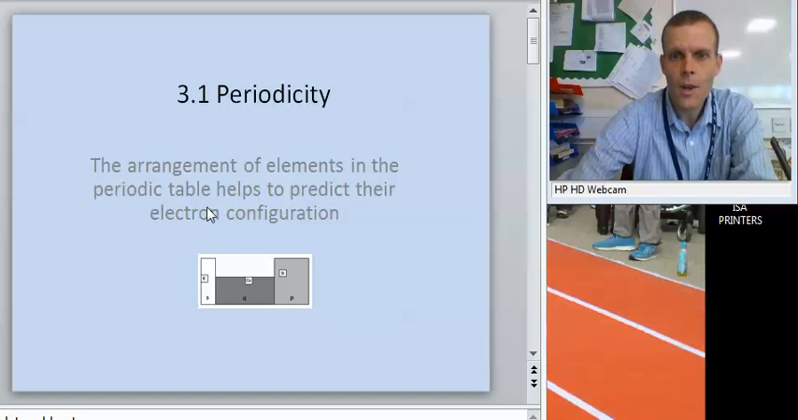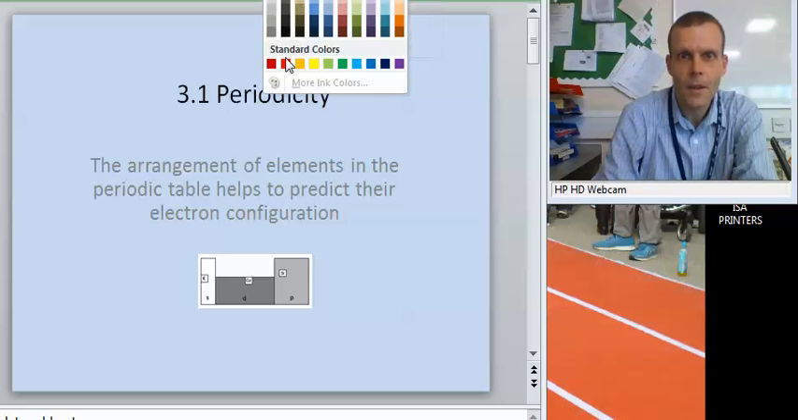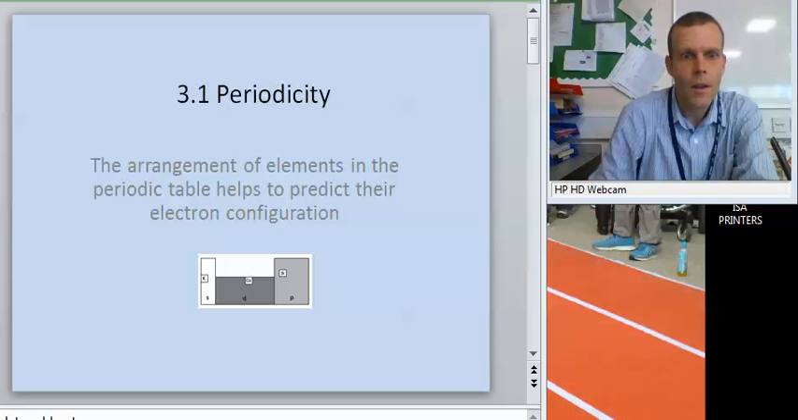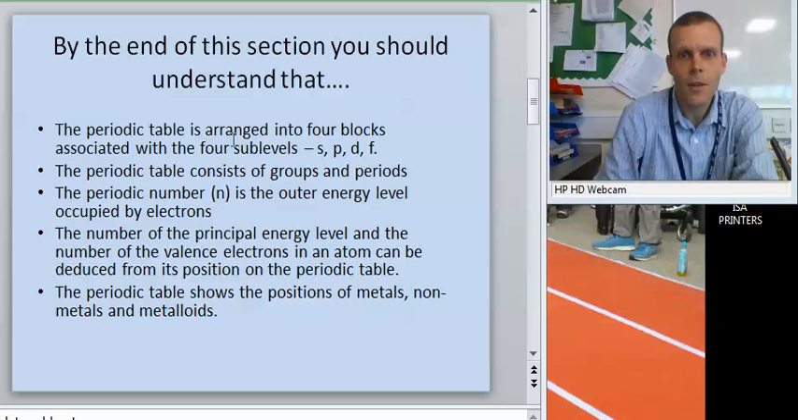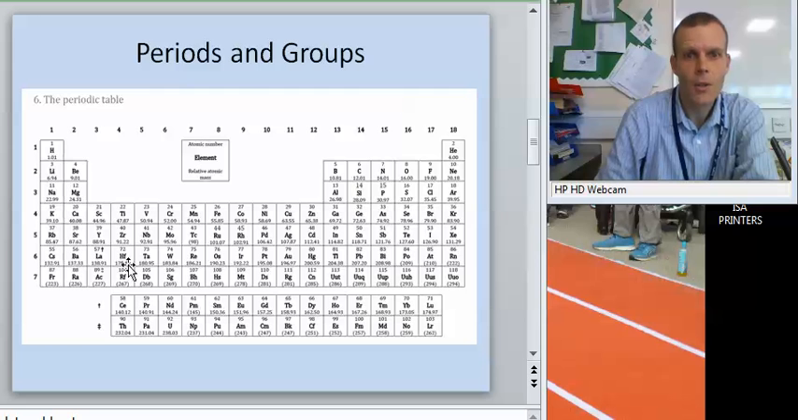Okay, so really quick introduction to the layout of the periodic table and how it's been built up, how it's designed. This is what we're looking to cover: the fact that the table's in 4 blocks, S, P, D, and F. This idea of groups and periods, and how those groups and periods are made up, all based around electron arrangements. So this is the periodic table.